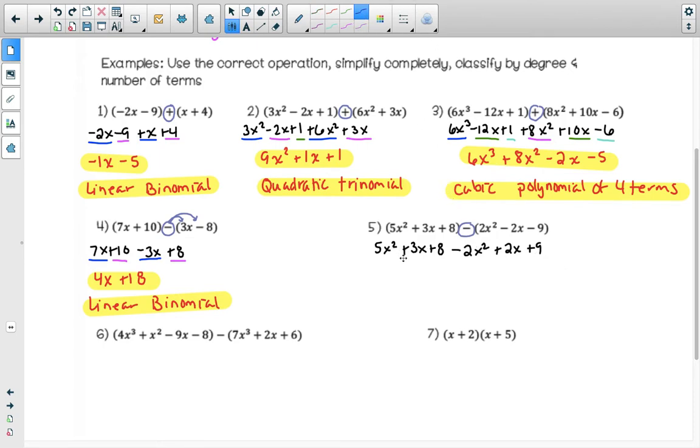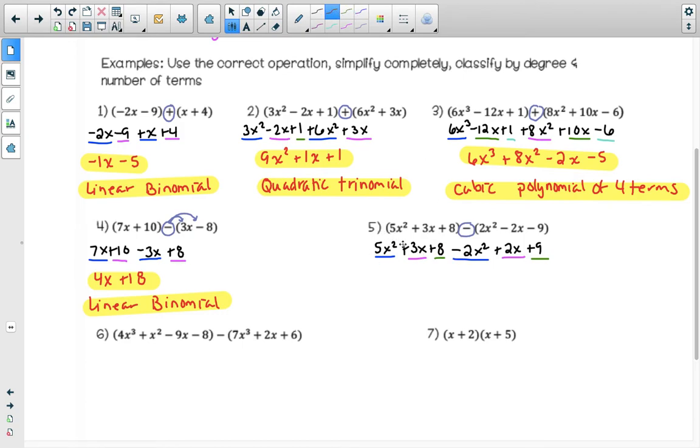We look for the largest exponent, which we have an exponent of 2 and nothing higher. So we have 5x squared can go along with negative 2x squared. Next, we want to look for the exponent of 1, which we have a positive 3x, which goes along with positive 2x. And then we would look for our constants. We have a positive 8 and a positive 9.